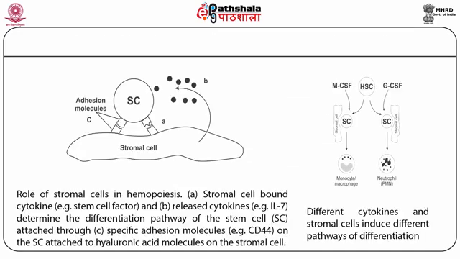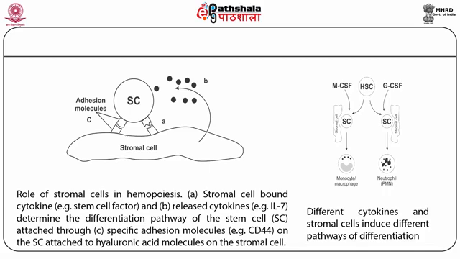The differentiation of the stem cell is dependent upon its microenvironment, that is, the nature of the organ or the tissue. This differentiation involves stromal cells and specific cytokines. Within the fetal liver, thymus, and bone marrow, there are different stromal cells. These stromal cells include macrophages, endothelial cells, epithelial cells, fibroblasts, and adipocytes.